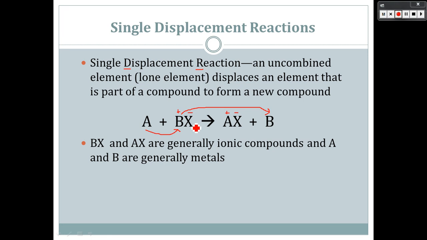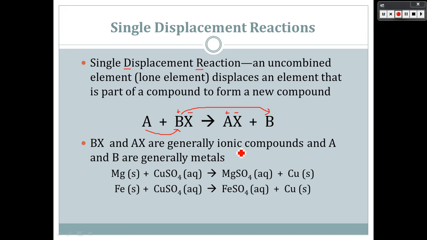A and B then are generally metals. Not in every circumstance, but certainly in ionic compounds they are. The key word here, of course, is generally. In ionic compounds, those would be metals, and X would be a nonmetal. That's not true of all single displacement reactions.